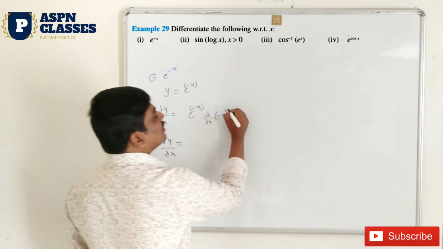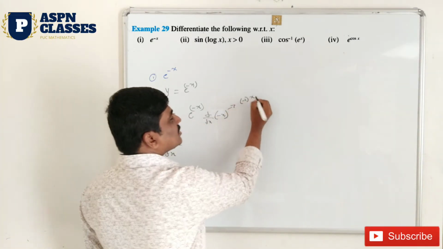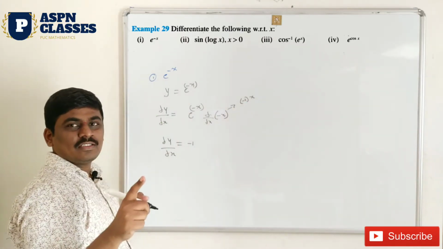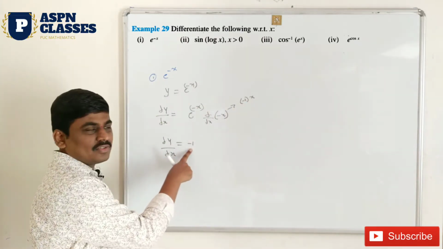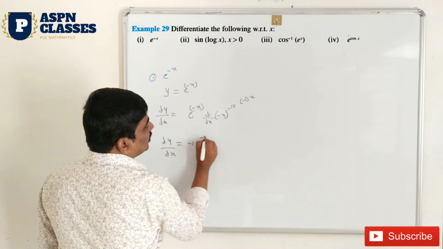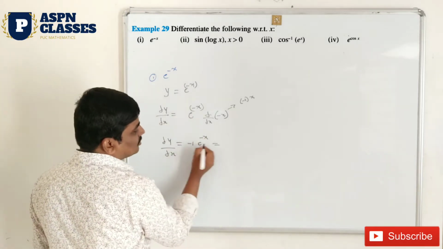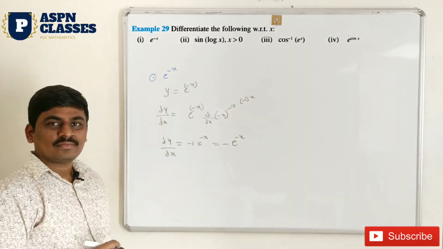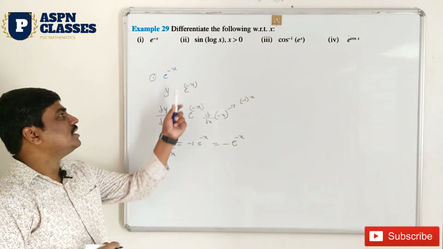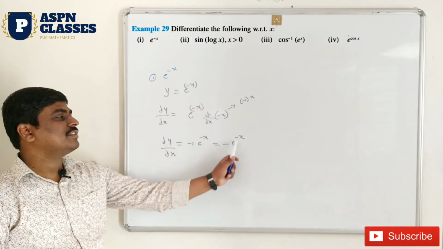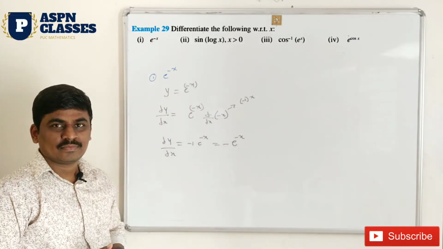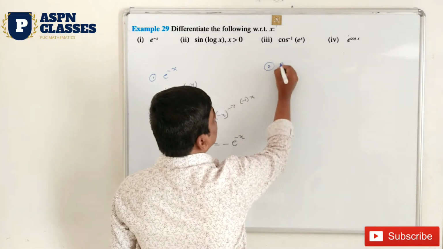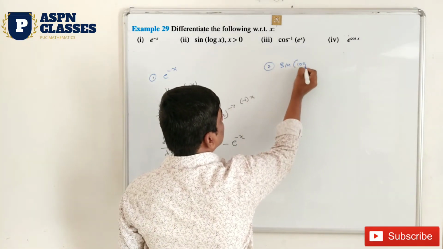So you can write this result as minus 1 into x. Minus 1 you have to write separately. The differentiation of x is 1, so 1 into minus 1 is minus 1 only, and here e raised to minus x. So this result is minus of e raised to minus x. So the differentiation of e raised to minus x is minus of e raised to minus x. Is it getting clear?